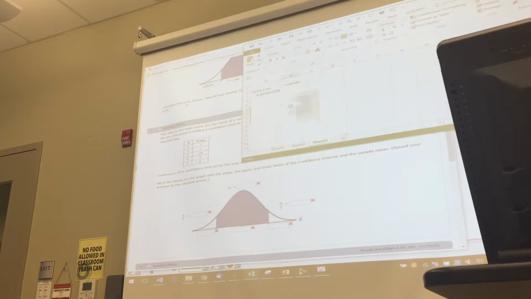Even using Excel, so we have 1 color, 2 color, 3 color, 4 color, 5 colors. These are my X's. And then these are my frequencies. So we have what? 1, 7, 18, 7, and 6.